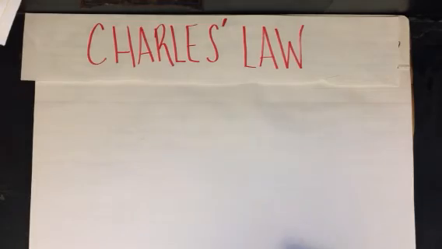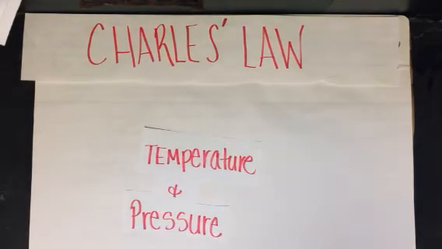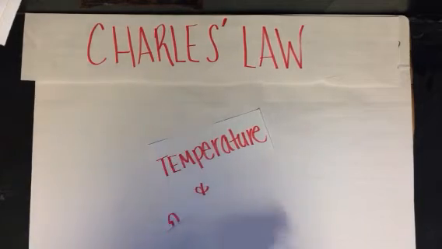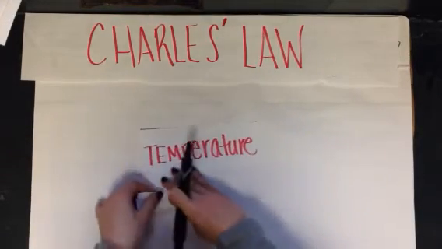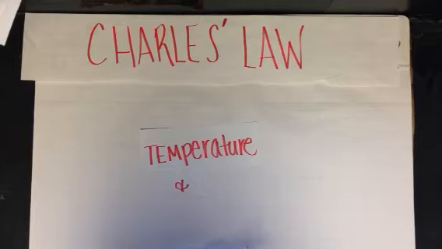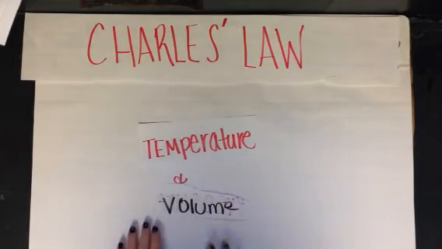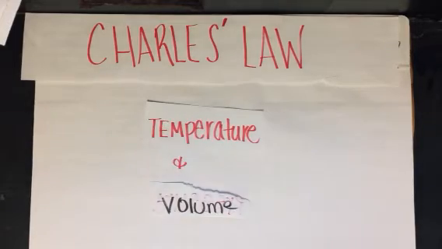So Charles' law, you'll have to excuse me, I just made a mistake, is not about temperature and pressure. It's about temperature and volume. Let's erase that and write the right thing in. It's about temperature and volume. I don't know what I was thinking. Temperature and volume, not temperature and pressure.